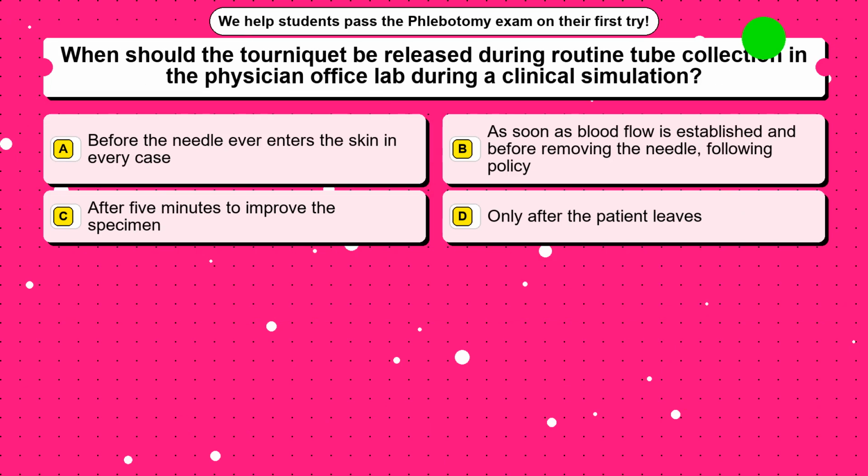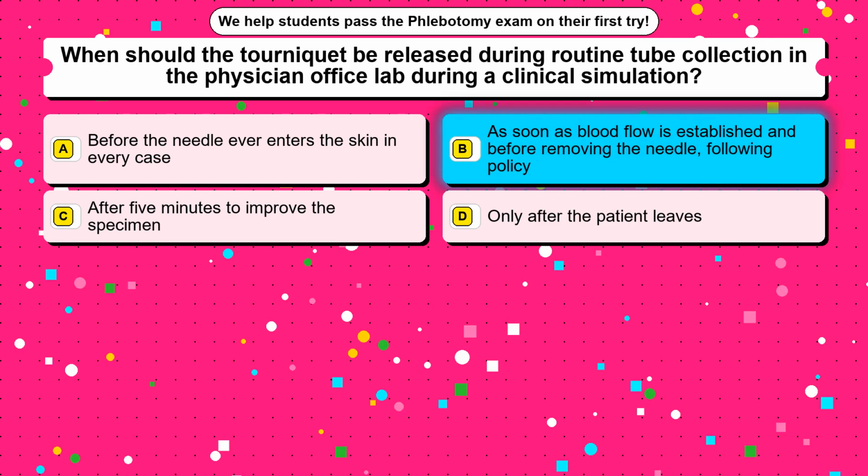Question 26. When should the tourniquet be released during routine tube collection in the physician office lab during a clinical simulation? Option A. Before the needle ever enters the skin in every case. Option B. As soon as blood flow is established and before removing the needle, following policy. Option C. After 5 minutes to improve the specimen. Option D. Only after the patient leaves.